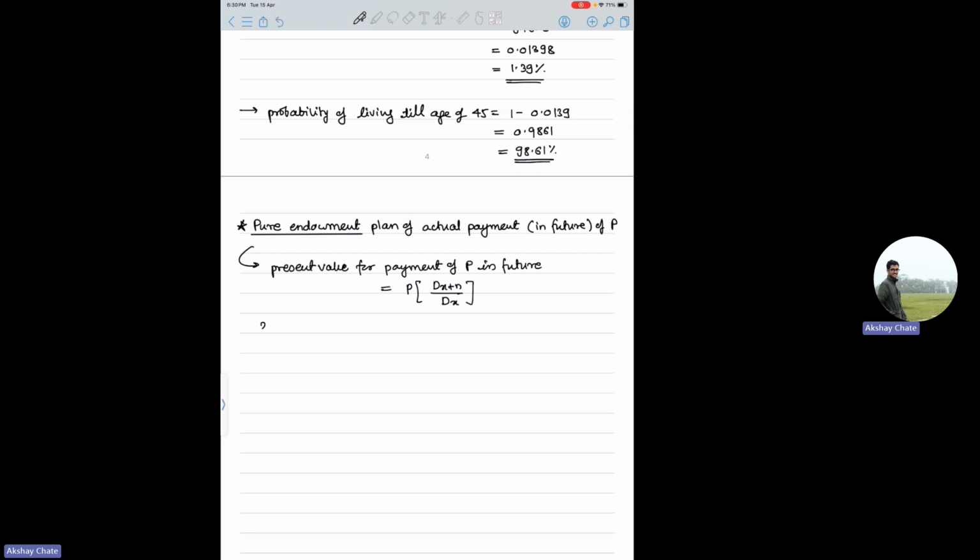So x is nothing but the current age of the person, and n is after how many years. It is called the duration of the endowment plan. Okay, so we can take one problem on this.